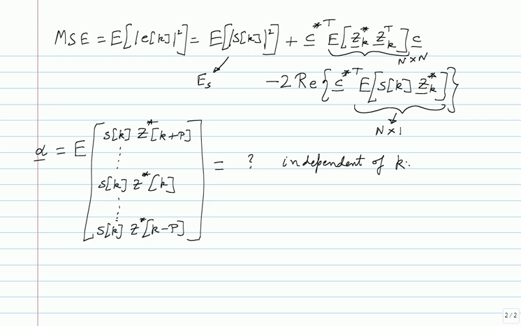Okay, what else can you say about these entries? It's difficult to say anything else. Each of these entries can in general be a complex number. So it's cross correlation, and it's tough to say anything about cross correlation in general. Okay, so that's the first term.